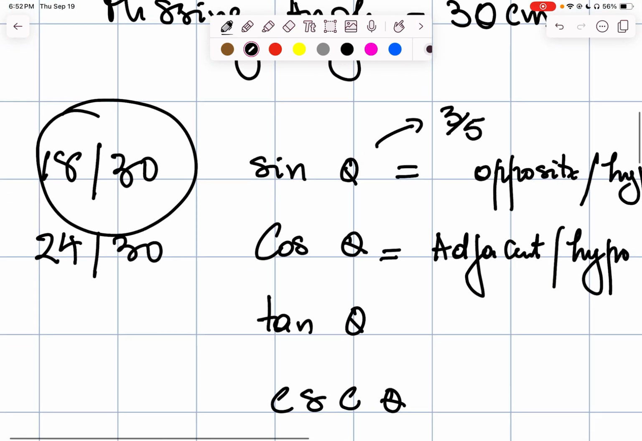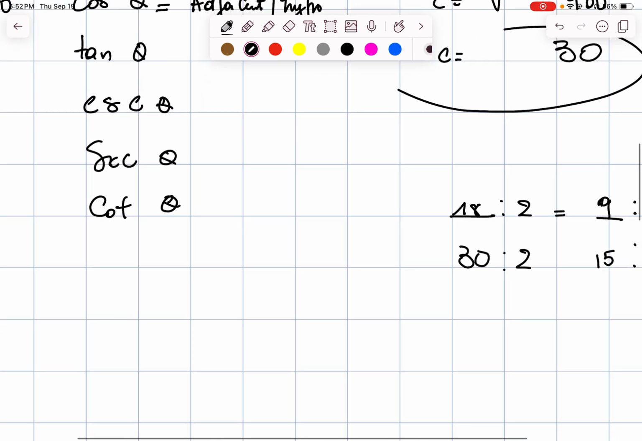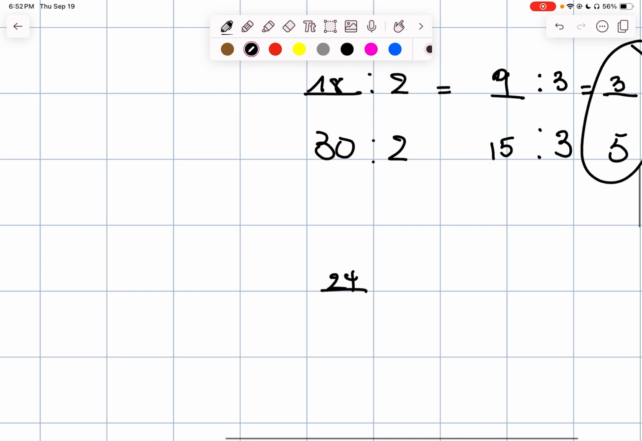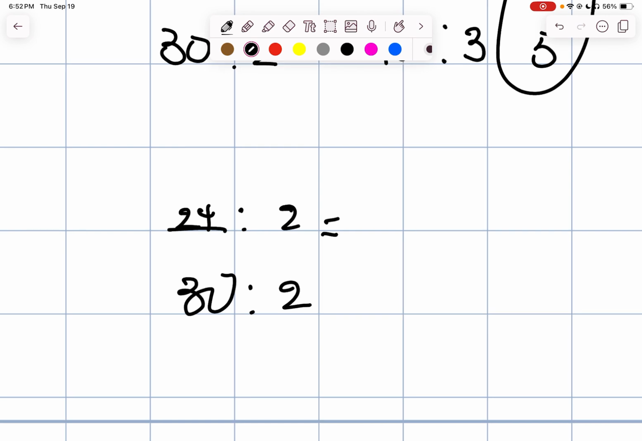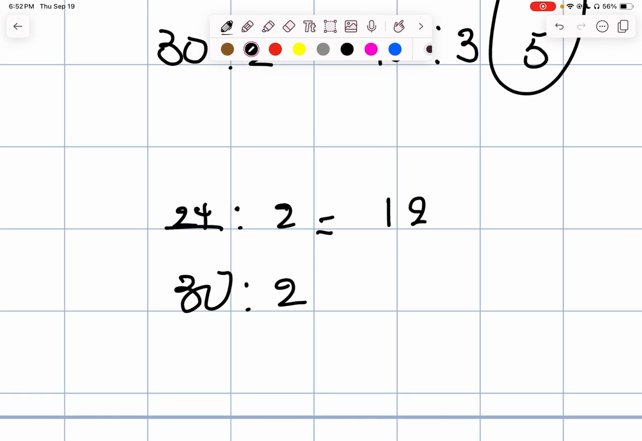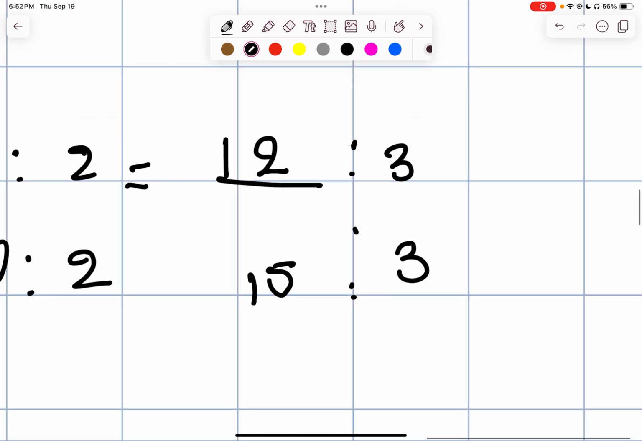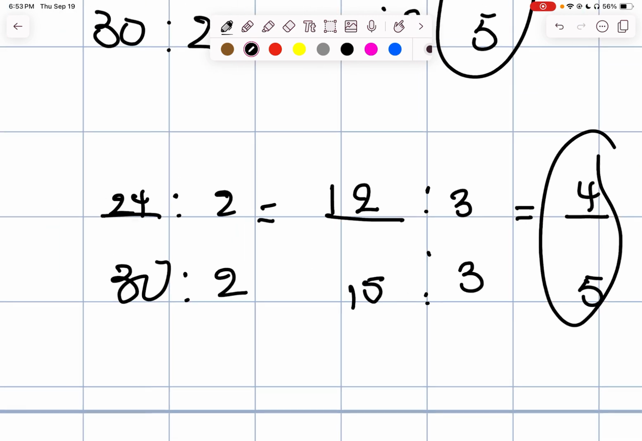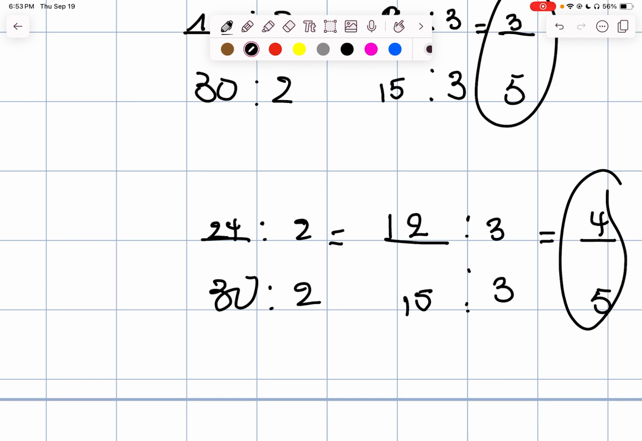So 24 over 30 can be further simplified, so that's the reason why we're going to simplify it. You use 2, like we did for the first case. 24 divided by 2 is 12, and 30 divided by 2 is 15. 12 over 15 can be further simplified using 3. 12 divided by 3 is 4, and 15 divided by 3 is 5. So the cos in our case will be equal to 4 over 5.